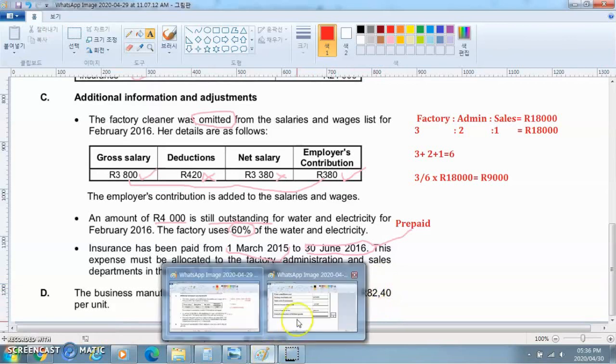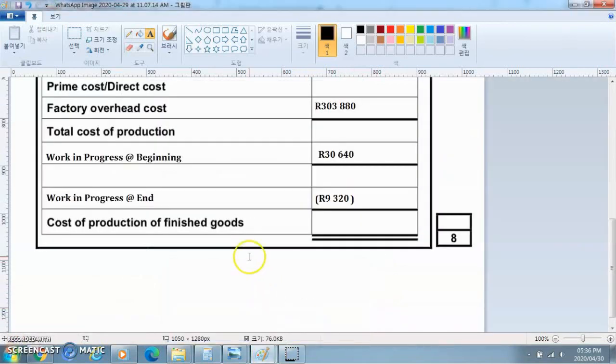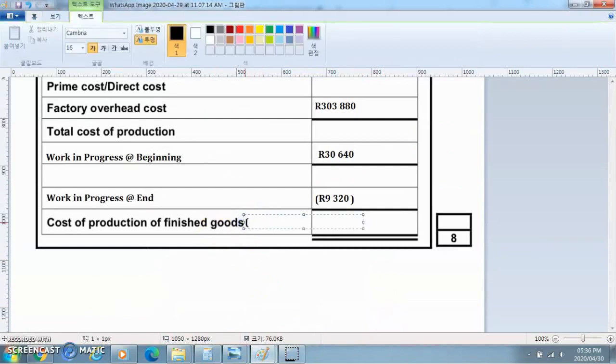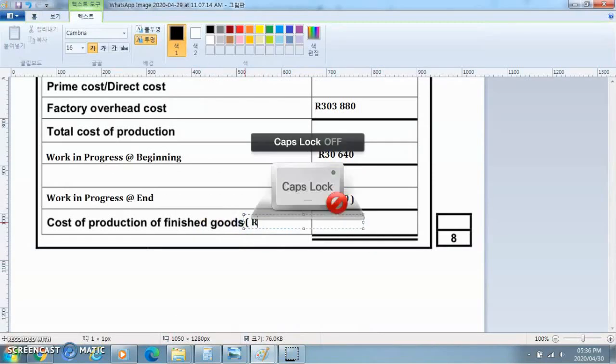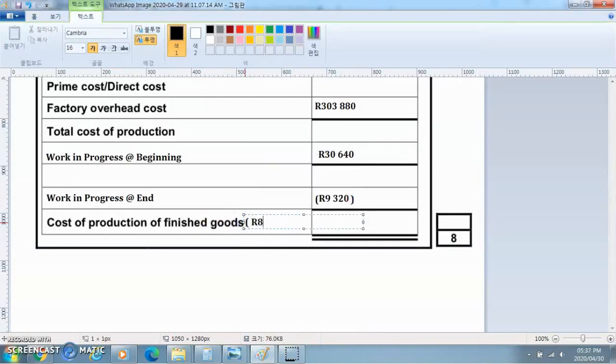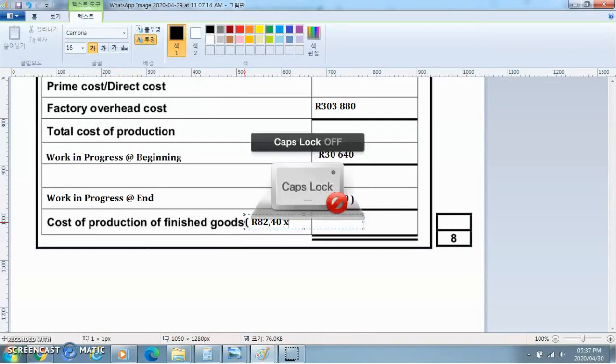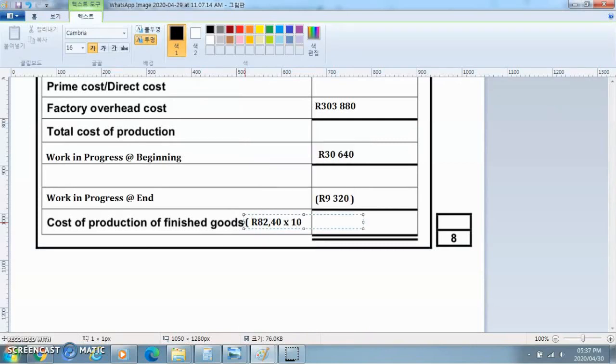So basically this is our cost of production of finished goods. So this will be applied like this here. So here we'll say 82.40, right? Multiplied by how many cell phone covers? 10,500. These are cell phone covers. Sorry, I actually said cell phones. Okay, so now this is the information that I have here.